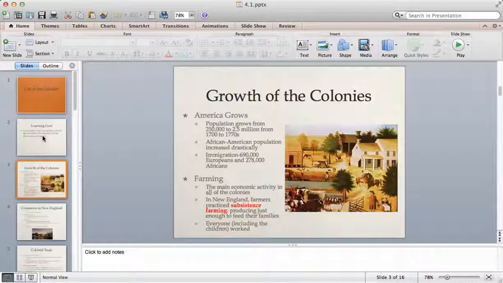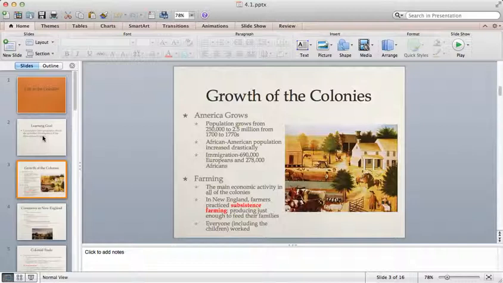All across the board, the number one occupation, the number one way of surviving is farming. It is the main economic activity in all of the colonies. In New England, they practiced something called subsistence farming. Okay, so subsistence basically means that you are taking care of yourself. You're producing just enough to feed yourself and your family. You're not buying goods, food from other farmers. You're not selling to anyone. You're just providing what you need.